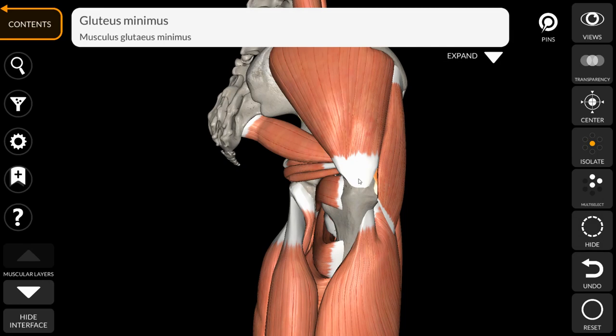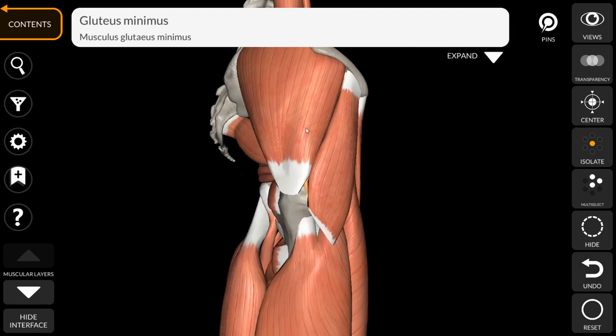Okay, clear, class? Now you know the origin and also the insertion for two muscles, right? You know gluteus medius and also gluteus minimus. Both of these muscles attach into the greater trochanter. Okay, greater trochanter. Right, next.